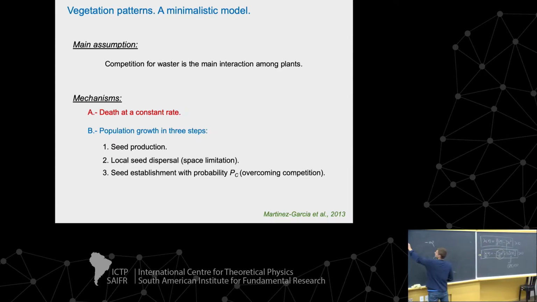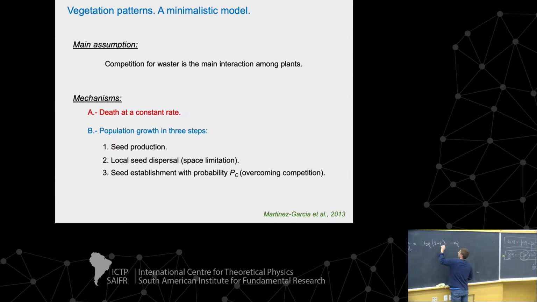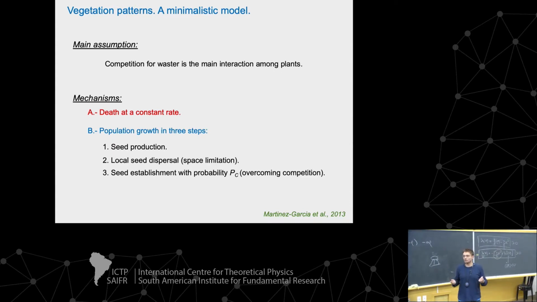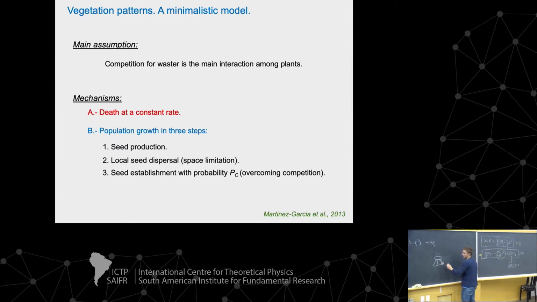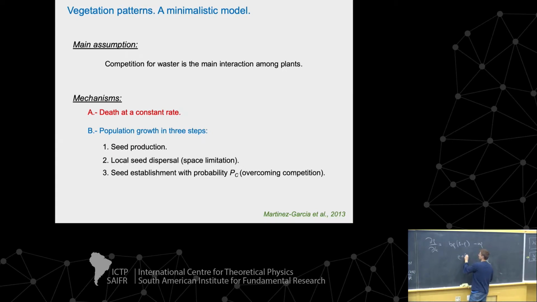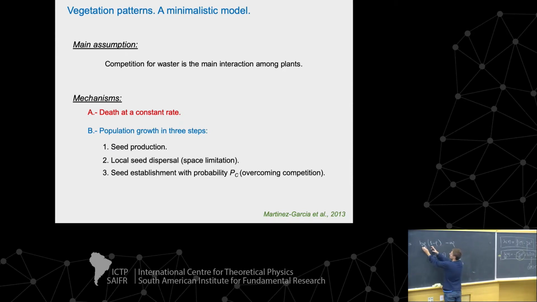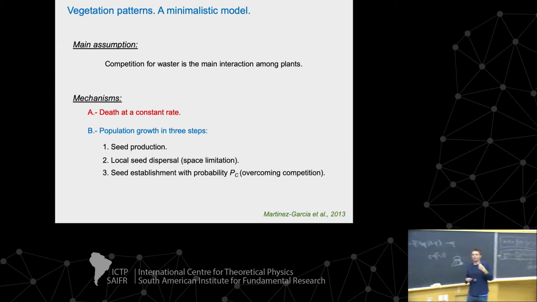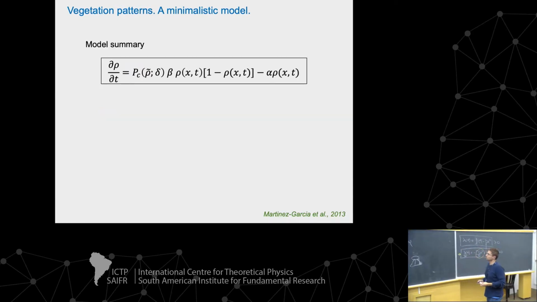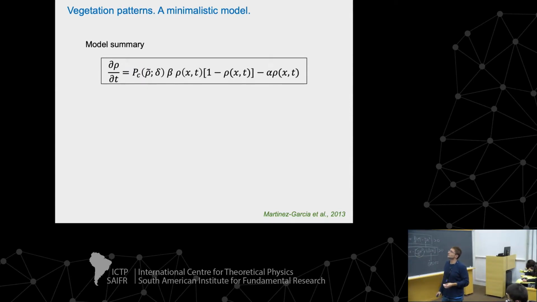But now we need to account for the fact that this space is limited, right? So if a seed lands here and everything is already occupied, then there is no way for it to land. So if I assume that rho goes between 0 and 1, then this is telling me that the contribution to the birth, if rho is equal to 1, is 0. And then I need a probability of establishment that I'm going to call PC, which is the probability of overcoming that competition. So we have something like this.